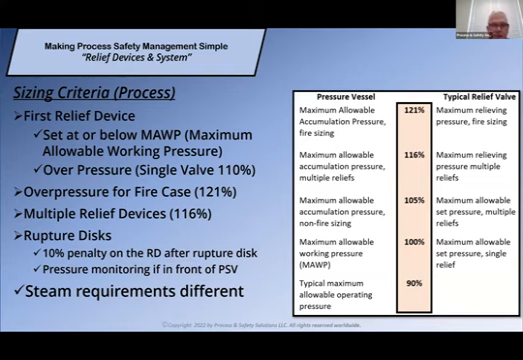If you have a combination of rupture disc and a relief valve, there's a 10% penalty for that rupture disc in your sizing or your capacity of that relief device. And you must have some type of pressure monitoring, as we discussed earlier, in front of that PSV or downstream of that rupture disc. And again, keep in mind, steam requirements are going to be a little bit different. So this table, as you see it to your right, is only in the case of process.